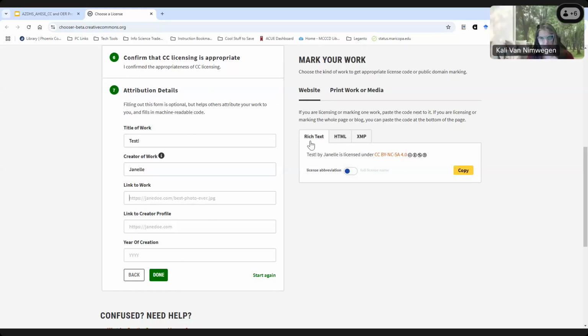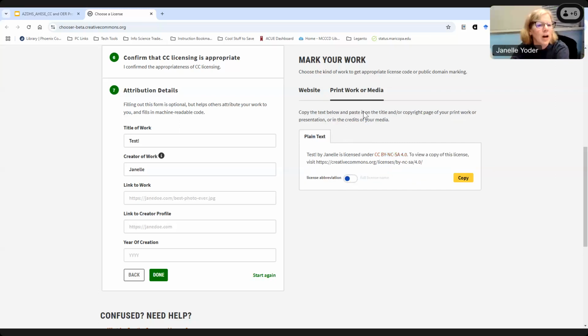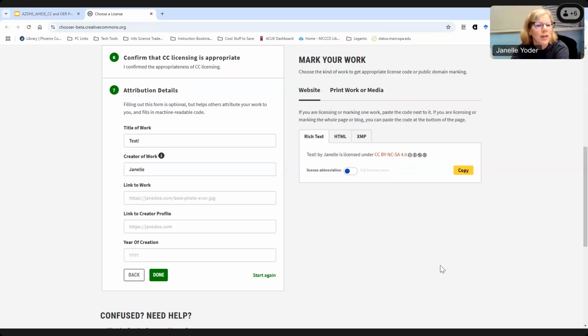And it will give you this lovely rich text, HTML, XMP, and also a full license and an abbreviated license that you can use. So I don't think we're asking our folks to do much with that, but we just wanted to make you aware of what the whole process is, in case there is something that you want to add your own copyright to, if you're creating an infographic or something to go with that into our compilation, then we have that there.